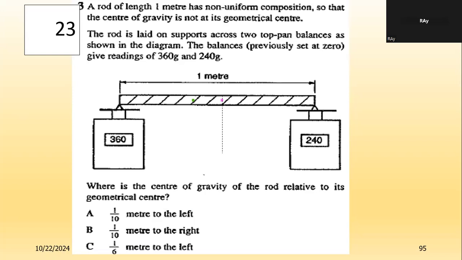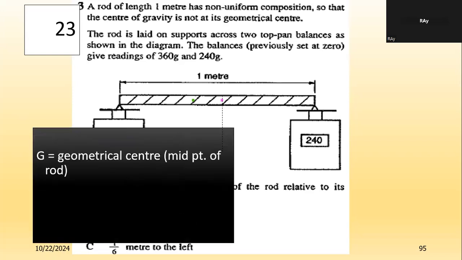Where is the center of gravity? So they want to find the center of gravity. Right? G is the geometrical center, which for a uniform rod is the midpoint. C is the center of gravity. It is usually towards the side with the heavier mass. That's your C.